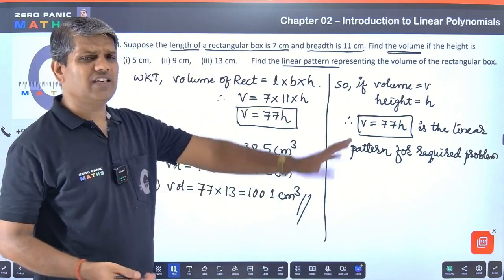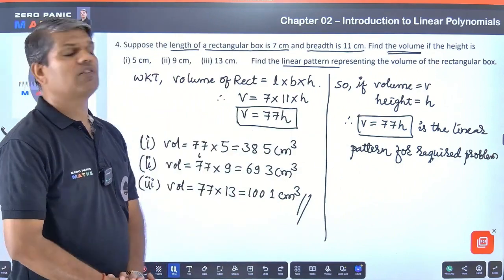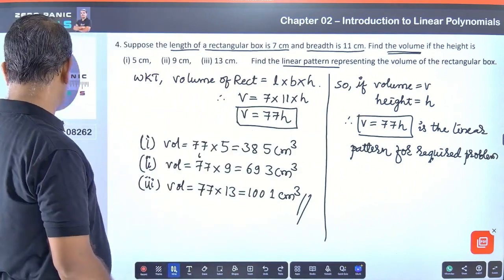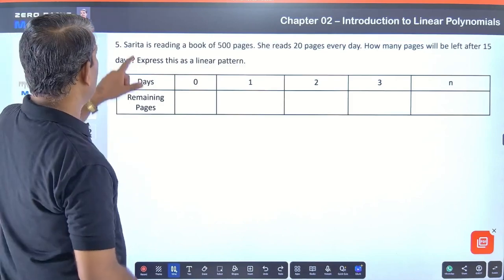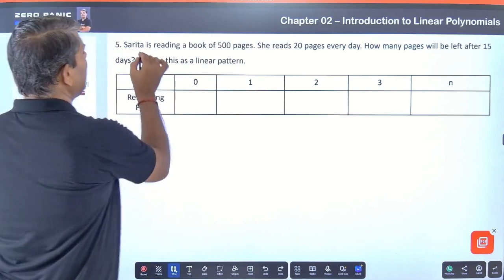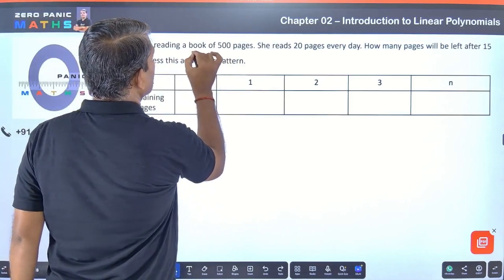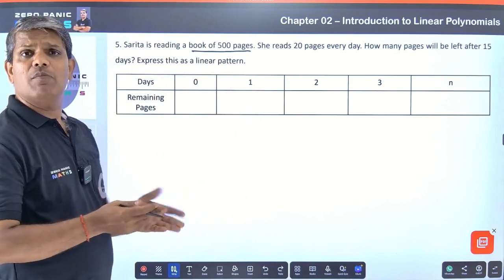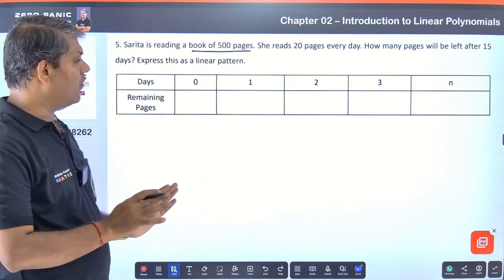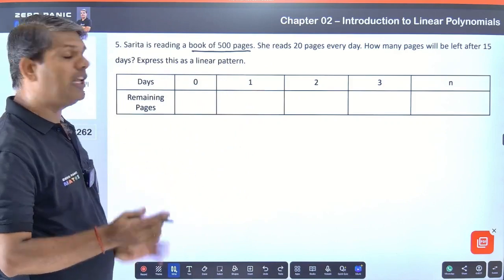So you can write it in any way that is convenient for you. Okay, so this is the fourth problem. Now let us look at the fifth problem. Sarita is reading a book of 500 pages. Similarly the problem differs, but it is also the concept of identifying the linear pattern only.